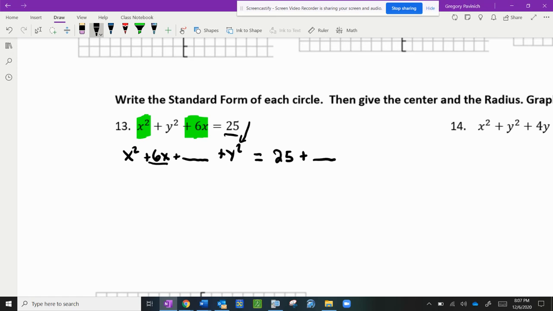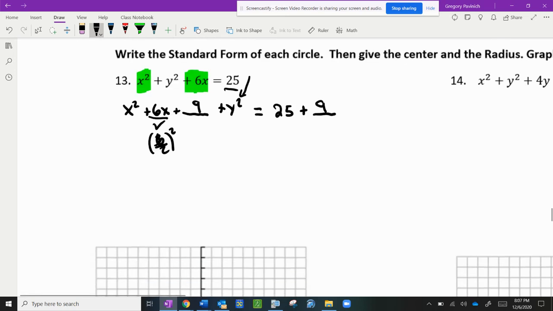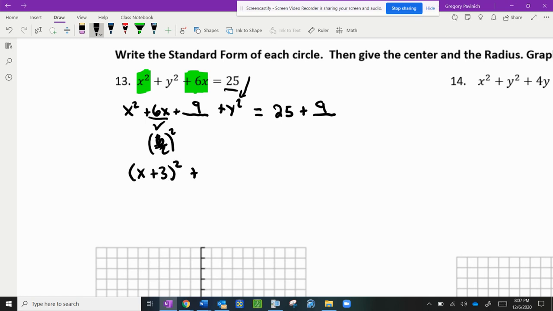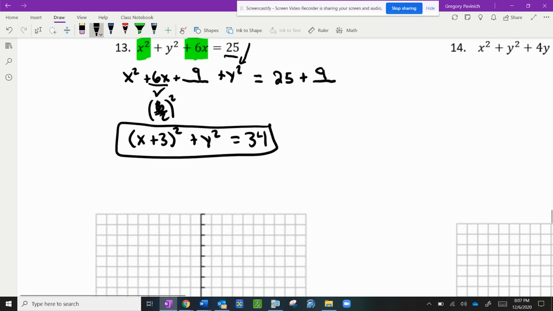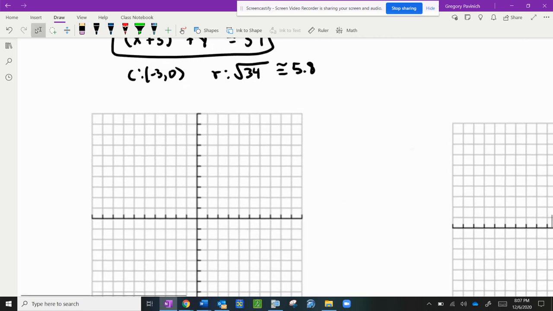So I'm just going to complete the square once by taking half of this number. 6 divided by 2 is 3, squared is 9. Since I added 9 on the left side, I'm going to add 9 on the right side. Write the perfect square trinomial in factored form: x minus 3 squared plus y squared equal to 34. Notice I didn't have to complete the square on that y squared because it was missing its linear term. And so my center is just going to be (3, 0), and my radius would be the square root of 34, which is approximately 5.8. And y'all can graph that on your own.